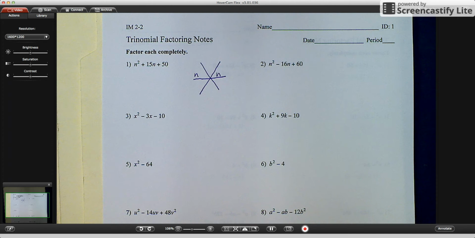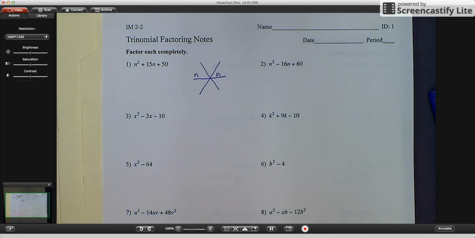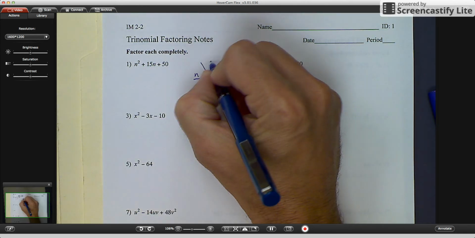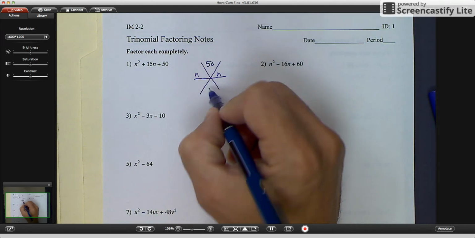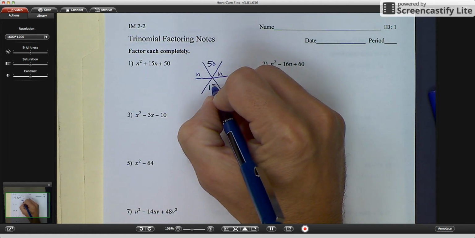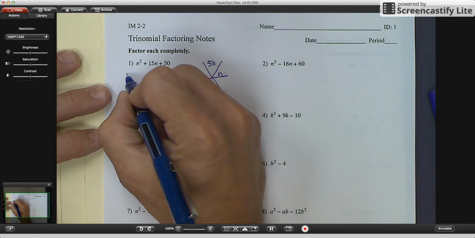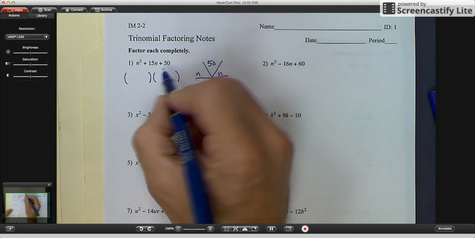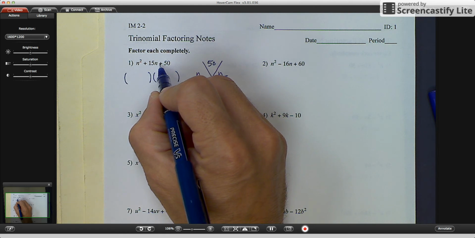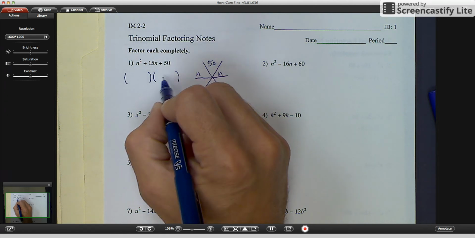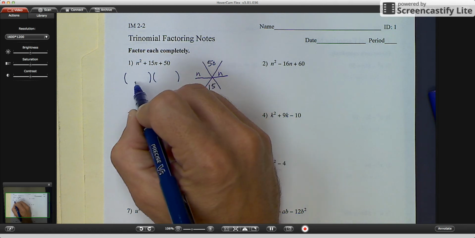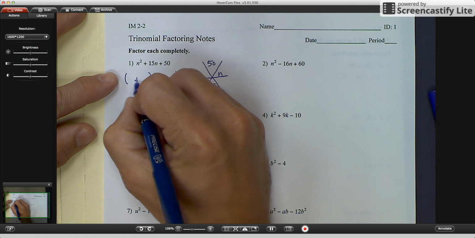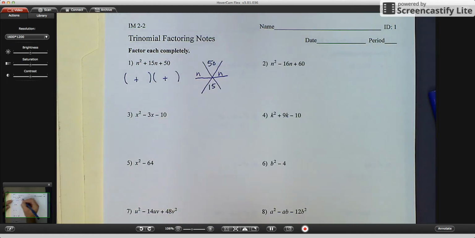The number that goes up top in your X is A, which is a coefficient of 1, times C, which is 50. And then the number that goes on the bottom is positive 15. Now, a couple of things you can look at here is we make our two binomials because that's how you factor. And since this is a positive sign, that tells us that both the signs in here are going to be the same. And since this is a positive number sign right there, that tells us that they're both going to be positive.